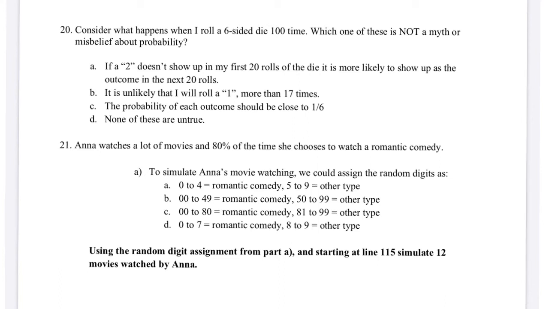All right, for number 20, we want to consider what happens when we roll a 6-sided dice 100 times. Which of the following is not a myth about the misbelief about probability? So which of the following is true? So the letter A says if a 2 doesn't show up in our first 20 rolls, it is more likely to show up as the outcome than the next 20.